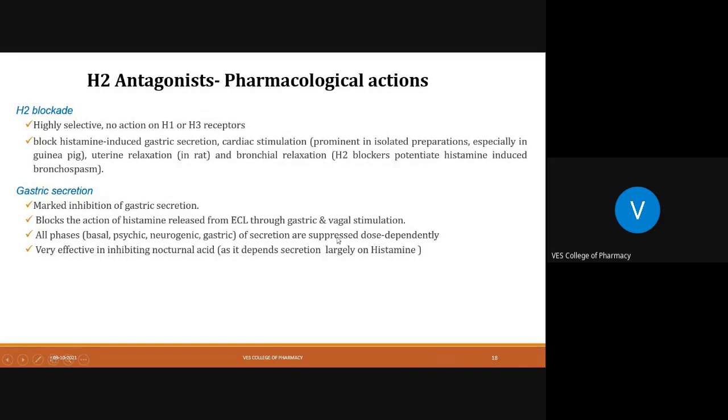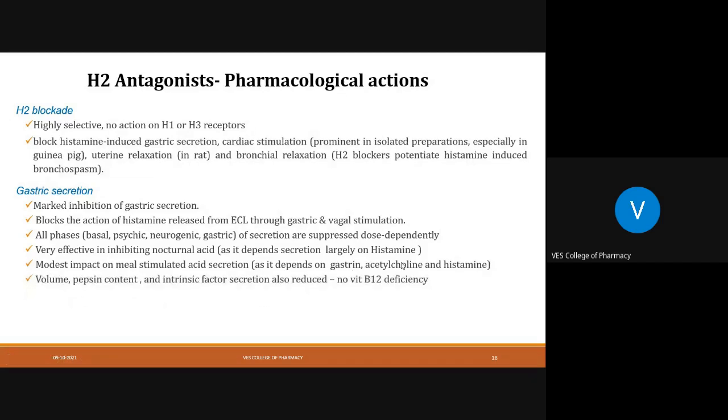Okay, and they are very effective in inhibiting the nocturnal acid. So what is the reason behind that? The nocturnal acid production largely depends upon the histamine. So that's why they are very effective in inhibiting nocturnal acid production. But you can see meal stimulated acid production has a modest effect. Why? The reason is that meal stimulated secretion has other involvement also, like gastrin and acetylcholine. So that's why we see around 70% of the acid production get inhibited. The next 30% is where gastrin and acetylcholine are involved.